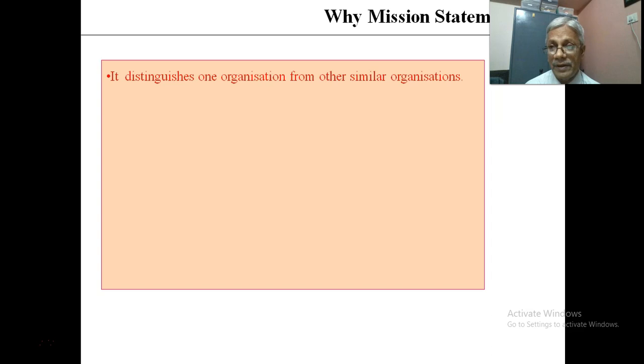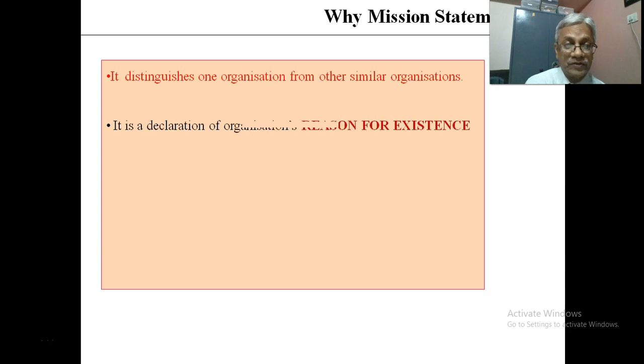If there are going to be about 10 banks, how is my bank going to be different from other banks? If there are going to be a large number of automobile companies, how should my product or my organization be perceived differently from other organizations? People feel that today Maruti is a typical Indian organization. It's value for money for the customer, and the total cost of ownership is very low. All these things come from the way Maruti would have had its mission statement as compared to other companies. So it is very important to distinguish one organization from other similar organizations.